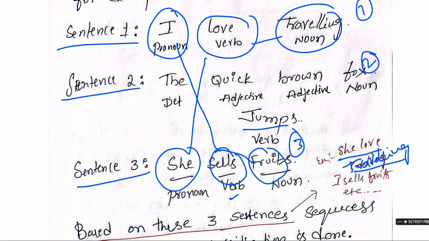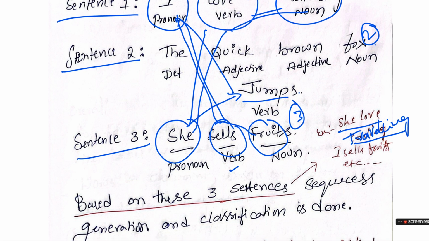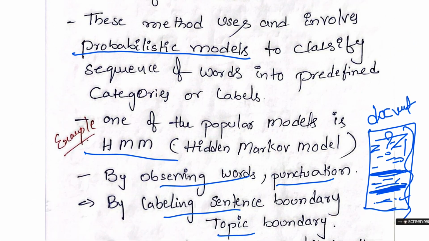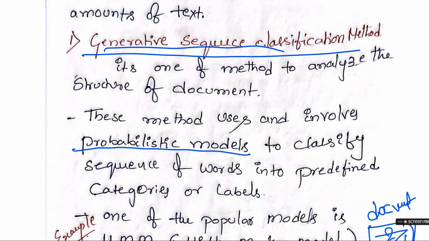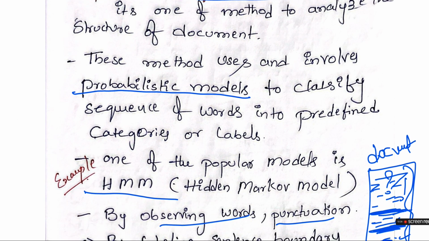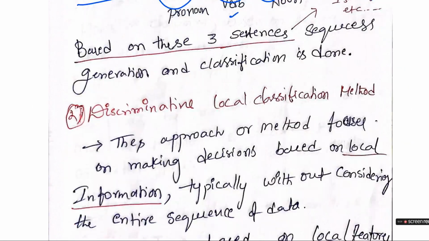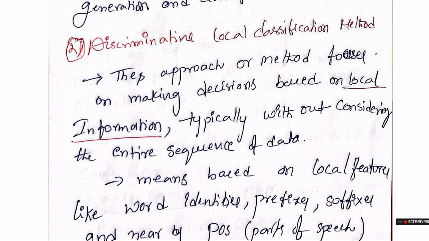Then, she jumps. This is one sentence. Then, she loved traveling. Then, I jumps. Like this, we can generate a number of sequences of sentences. So this is the concept of the first method, that is the generative sequence classification method. See the name itself, generative sequence classification method. Then we will go for the second one, that is the discriminative local classification method.